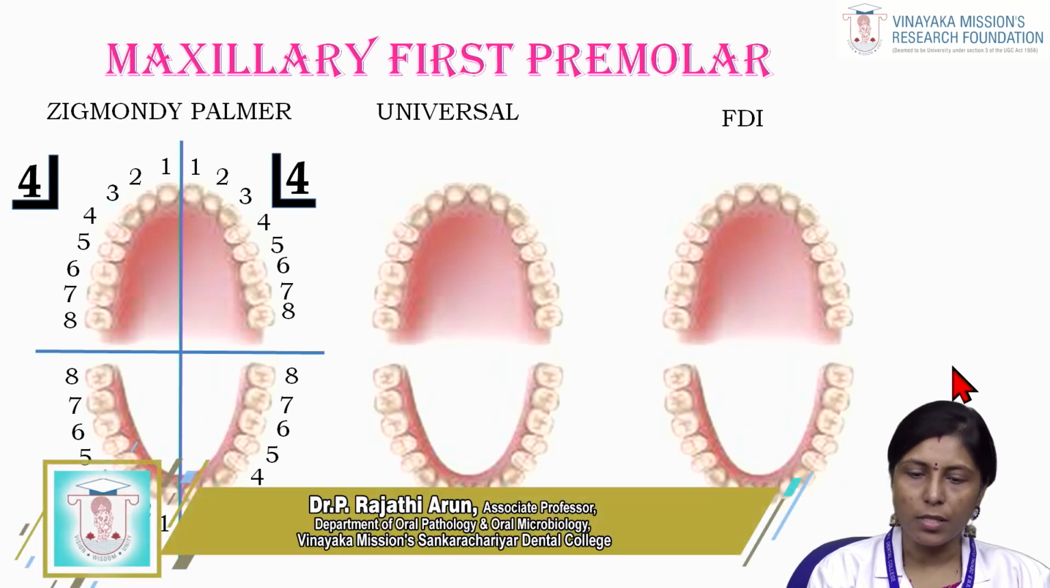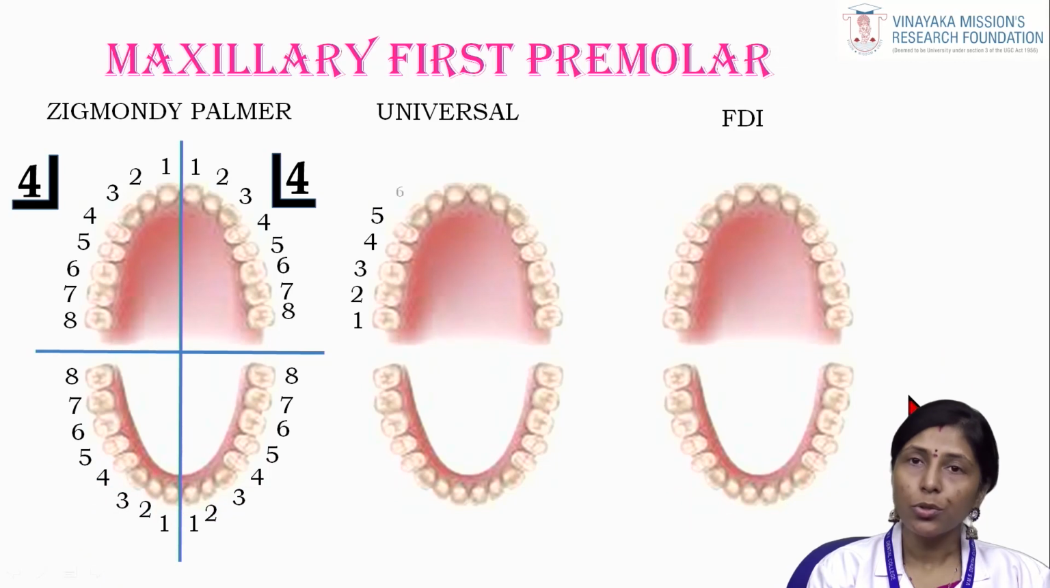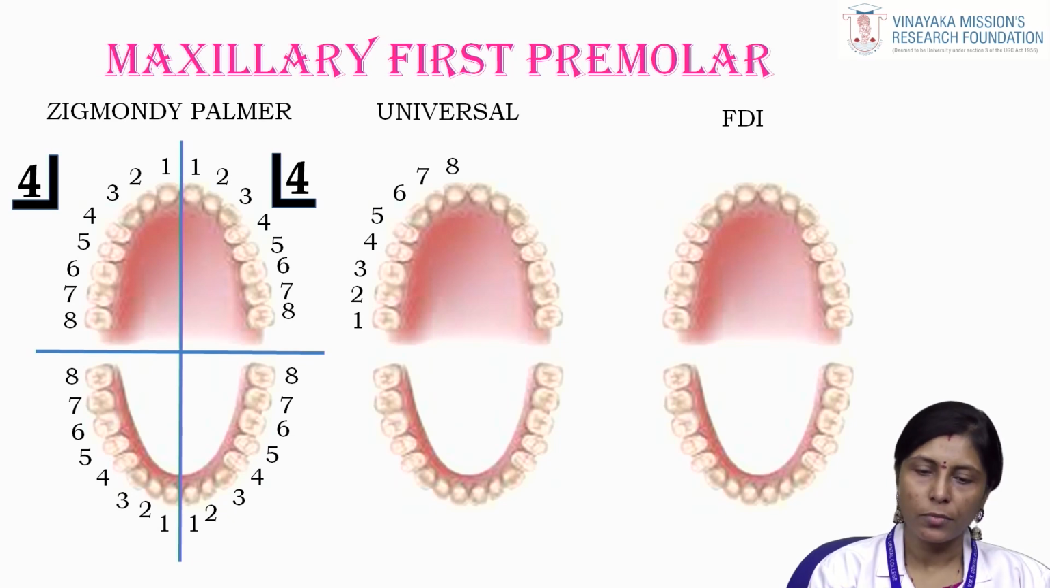In case of universal system, how do they number the teeth? Starting from 1 to 32, 1 starts in the maxillary right third molar, okay. So it is numbered from 1, 2, 3. From posterior teeth they start. Third molar, second molar, like that. Okay. 1 to 8. 8 is right maxillary central incisor. And 9 is going to be for left maxillary central incisor. So from 9 to 16.